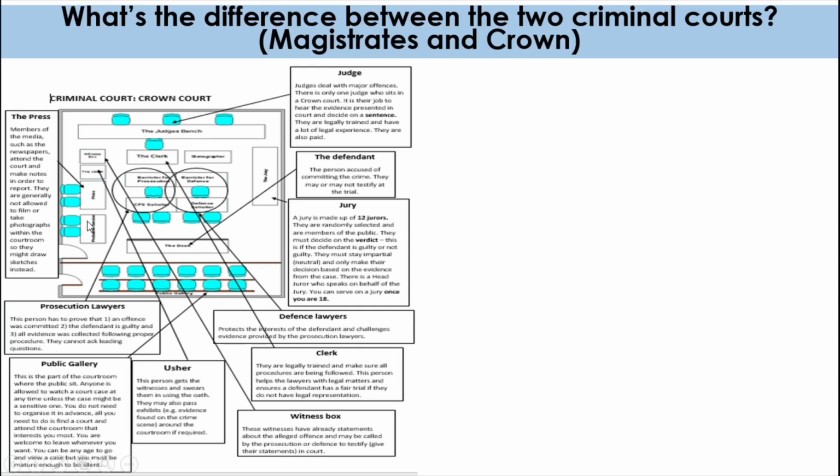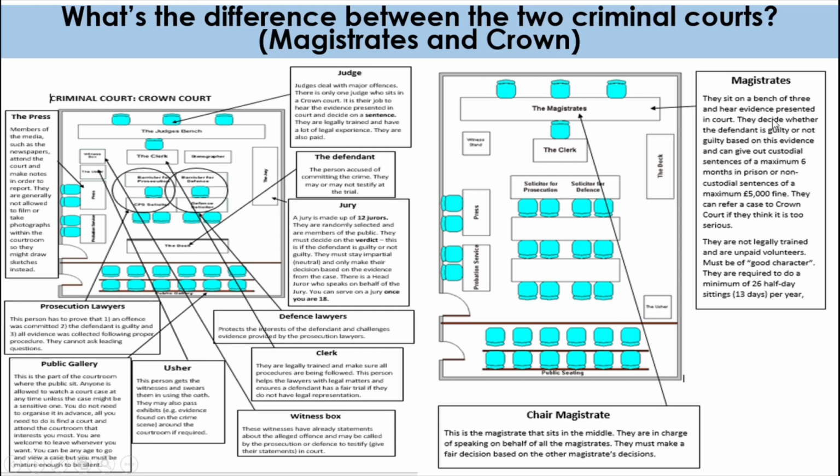Finally, on the side, you have an area for the press. Members of the media, such as the newspapers, attend the court and make notes in order to report. They are generally not allowed to film or take photographs within the courtroom, so they might draw sketches instead. Please ensure you look at the arrows that show you where each party would be on the plan of the courtroom. This is a magistrates court.